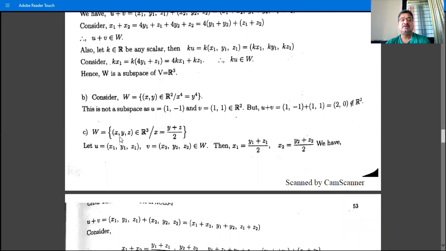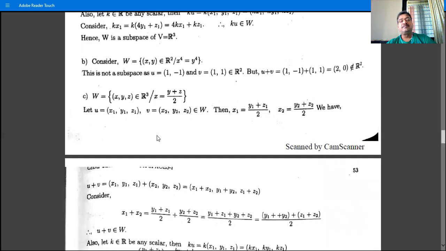So the set is what? (x, y, z) belongs to R cube such that x is equal to (y plus z) by 2, or 2x is equal to y plus z, or we say 2x minus y minus z is equal to 0. This is an example of the type Ax plus By plus Cz is equal to 0, and it is obviously a subspace. After simplification we have 2x minus y minus z is equal to 0, where A is 2, B is minus 1, and C is minus 1. So this is obviously a subspace.